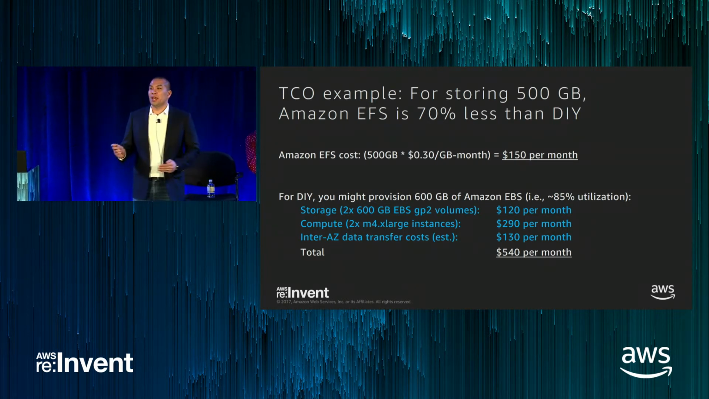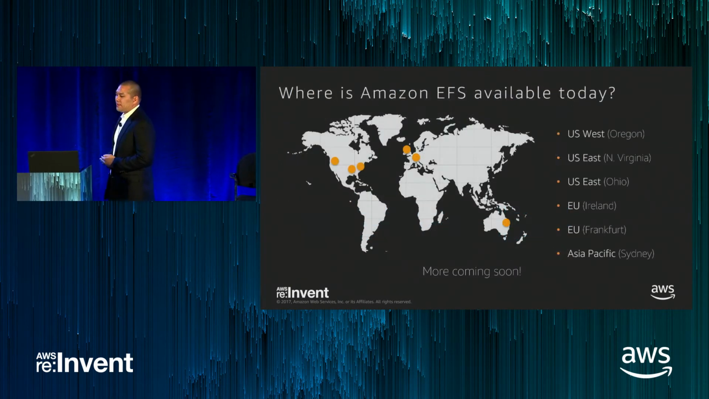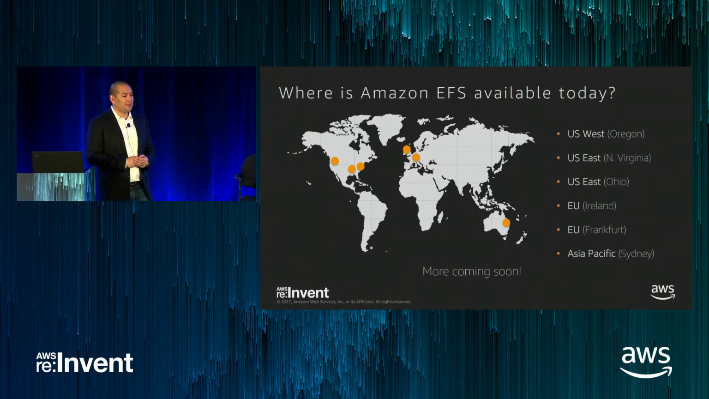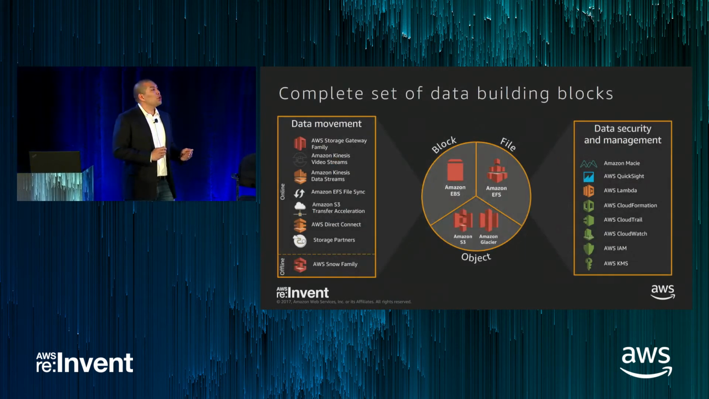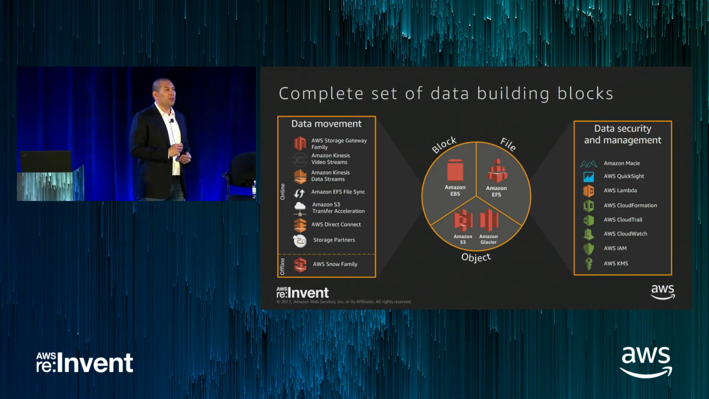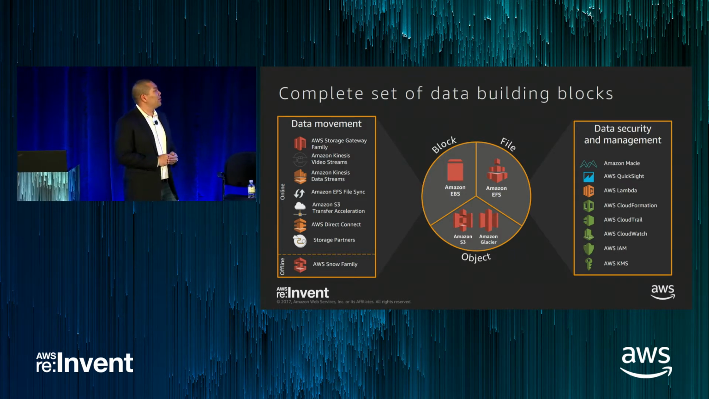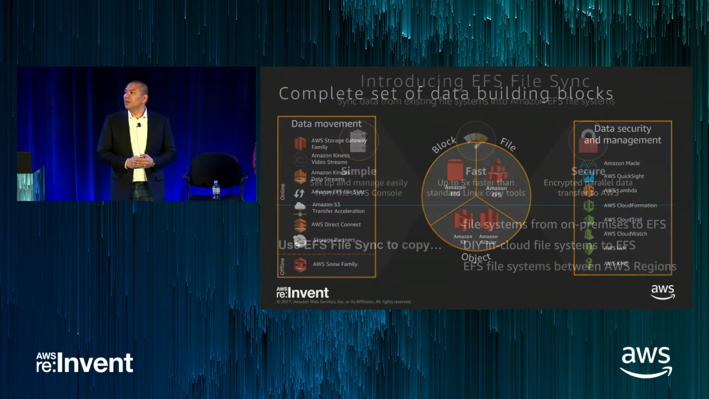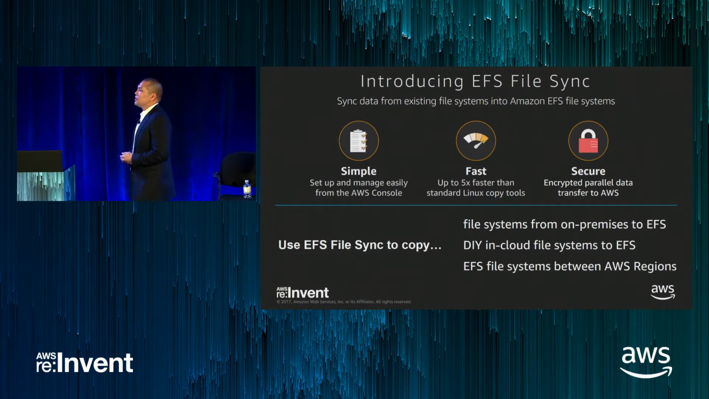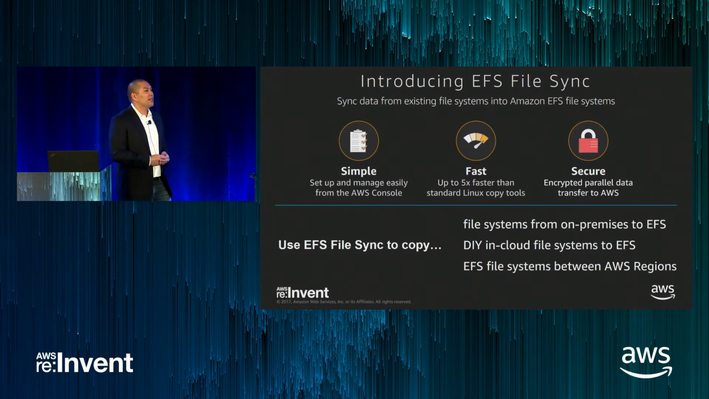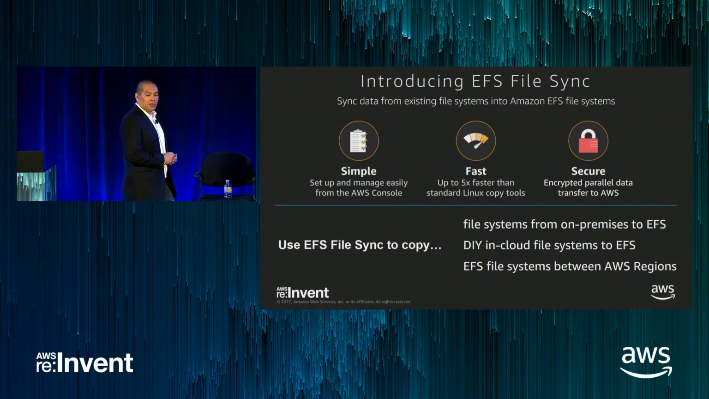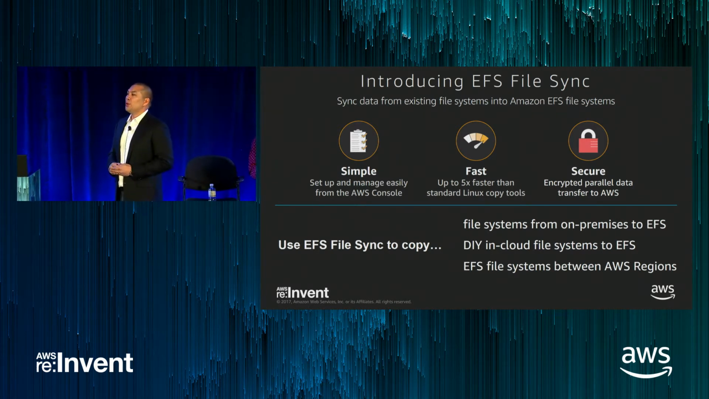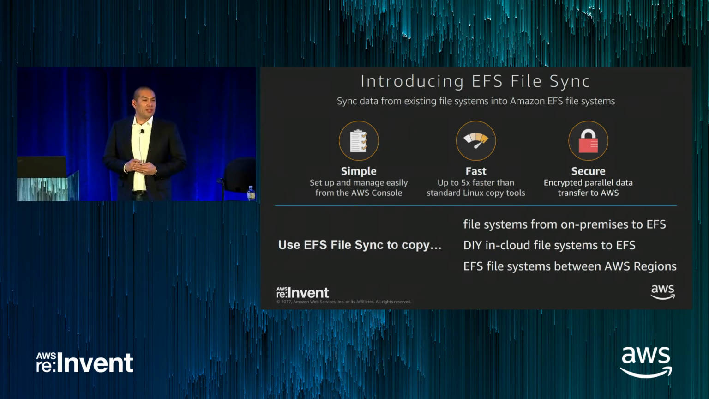Again, it's a fully managed service. Amazon EFS is available in 6 regions today, with more to come. And it's a core part of a rich set of storage building blocks, which is complemented by a variety of data movement and data security and management tools, one of which we announced this week, EFS File Sync, which allows you to quickly and easily sync and move your data into your EFS file systems from your on-cloud or your on-prem file systems.